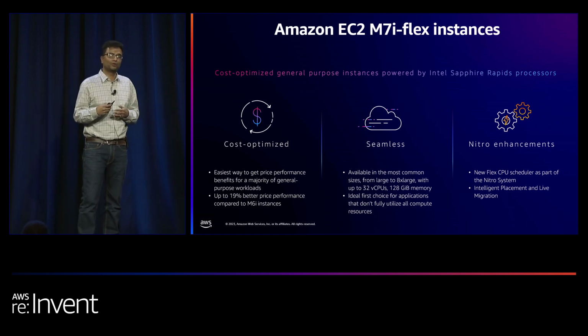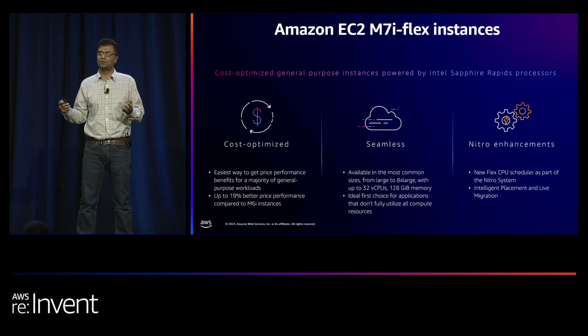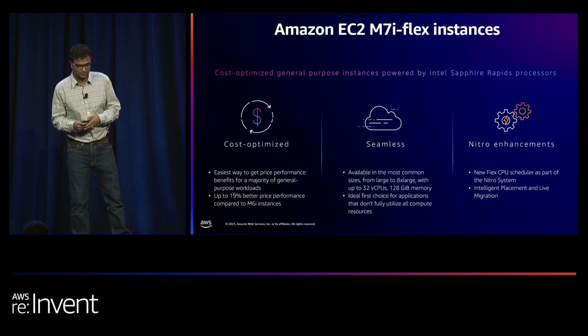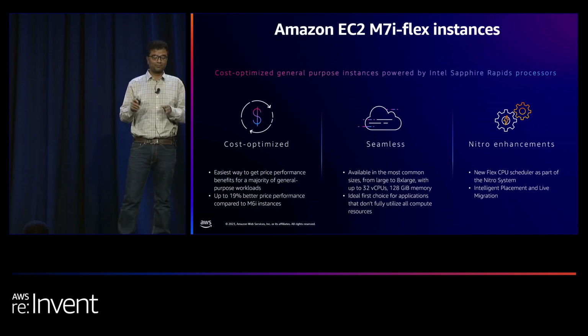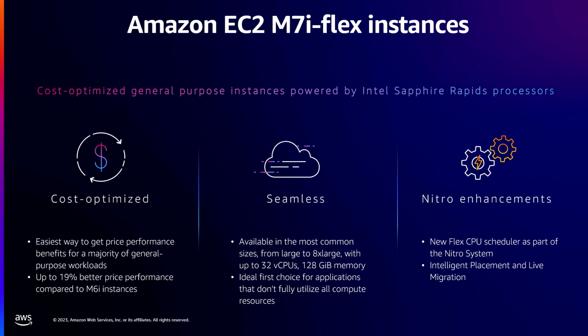This led to the innovation of a new category of instances, which we called M7i Flex. M7i Flex are the easiest way to get the price performance benefit for the majority of general purpose workloads. So if you have any kind of web serving workloads or virtual desktop workloads or other general purpose workloads, you can consider using M7i Flex. They offer up to 19% better price performance versus the previous generation Ice Lake-based instances.